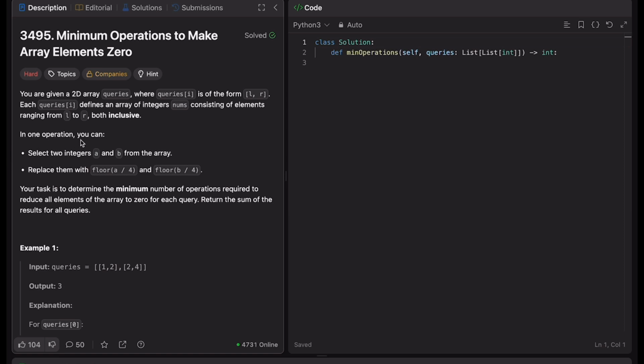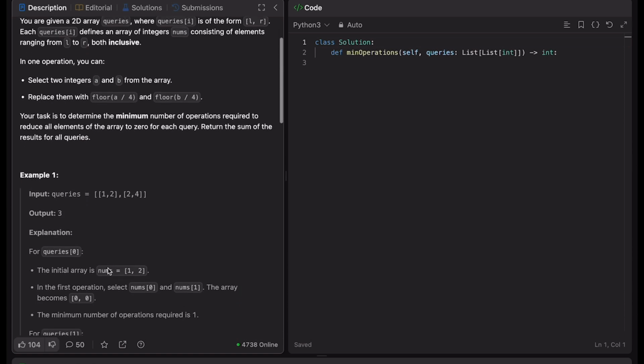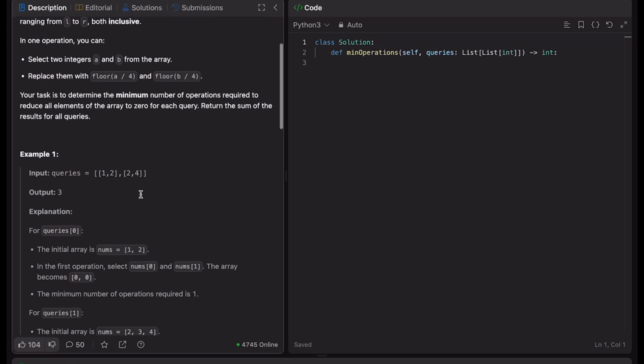In any one operation we can select two integers A and B from the array, and you have to replace them with floor of A by 4 and floor of B by 4. For example, here if you see 1 comma 2, only two numbers are there, and in between there is none. So 1 divided by 4 is 0, 2 divided by 4 is 0. Now the full array becomes 0 comma 0.